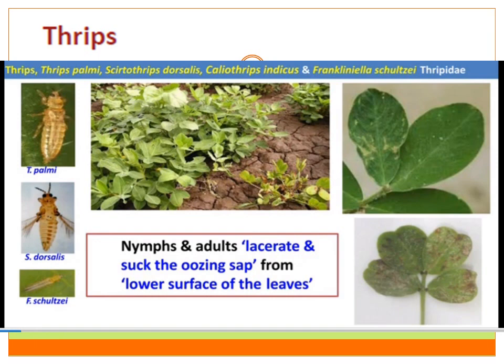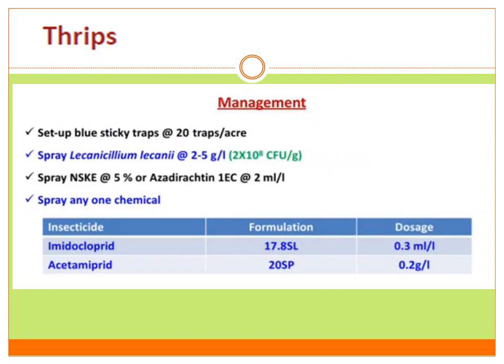So on the left photos, these are the photos of the different species of thrips. And on the right is the damage caused by the thrips. You can see on the leaves the necrosis of the leaf surfaces. To manage thrips, you can set up blue sticky traps, or you can spray insecticide like imidacloprid and acetamiprid.